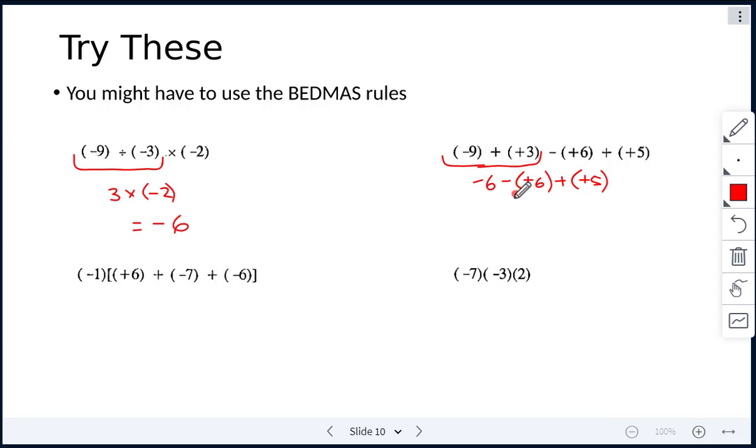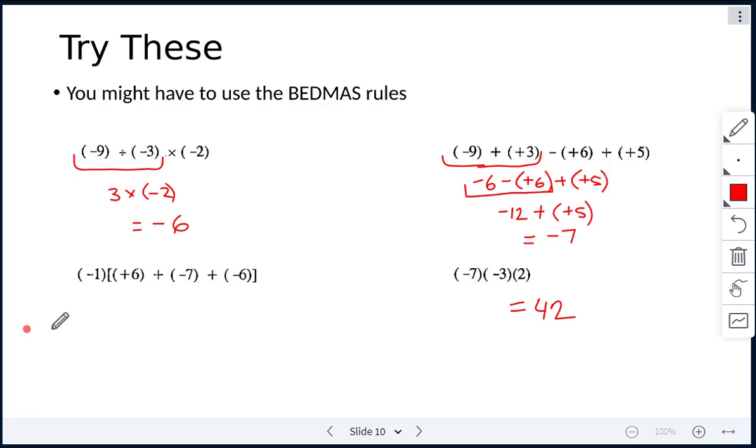So now I'm going to do the next step, which is negative 6 minus positive 6. That becomes negative 12. And then I still have the plus the positive 5. So now I have negative 12 plus 5, which is negative 7. So the answer is negative 7 for that question.